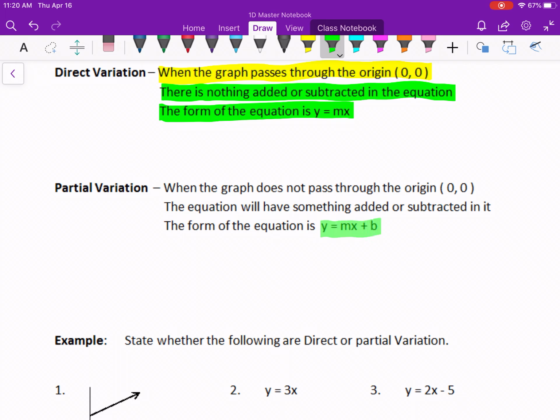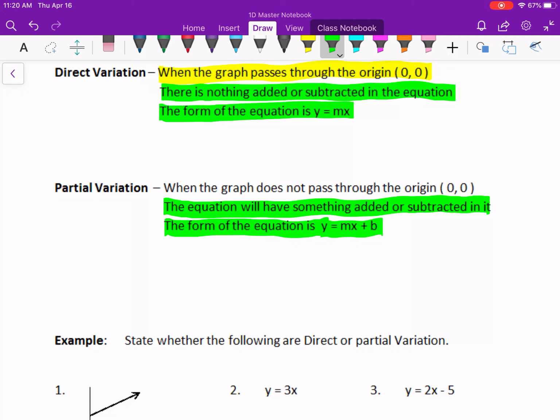But notice how this one I've just highlighted has got a plus b on the end. Otherwise, those two equations are exactly the same. So I'll highlight this whole thing. The equation has something added or subtracted to it in the other form. So the other one is partial variation. Direct variation was the first one I talked about. Partial variation is the second one.